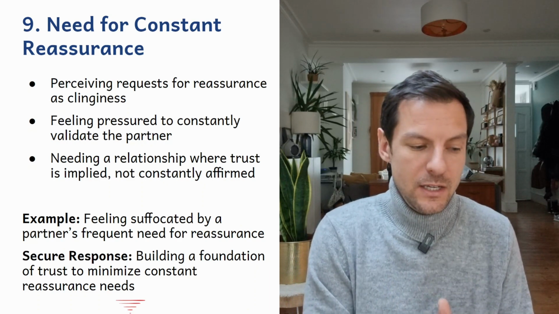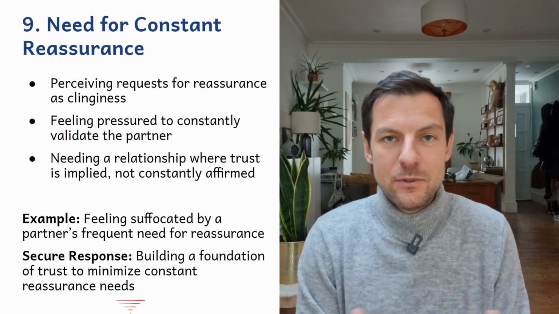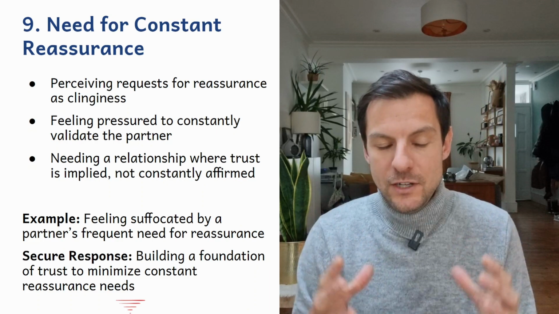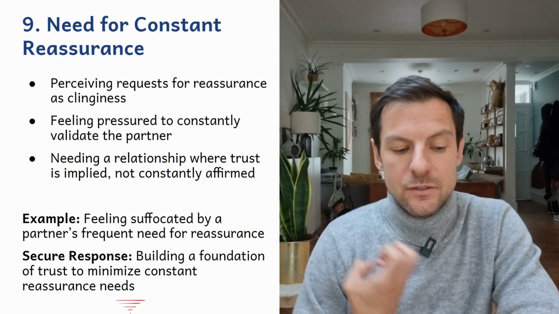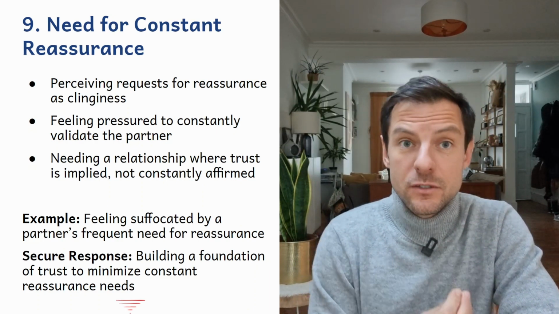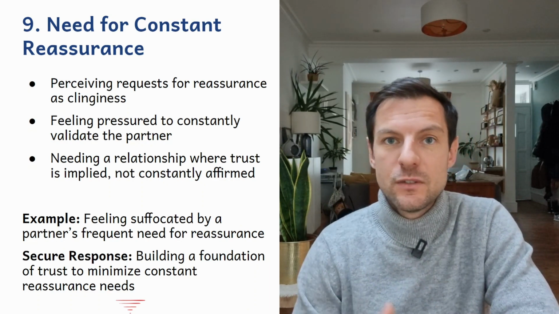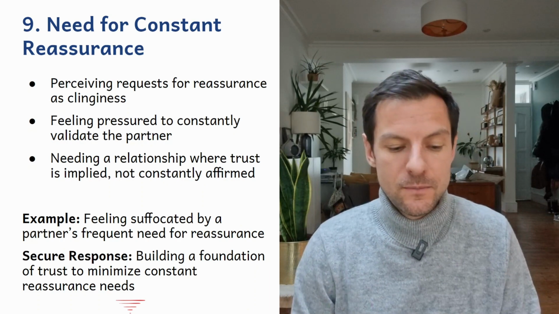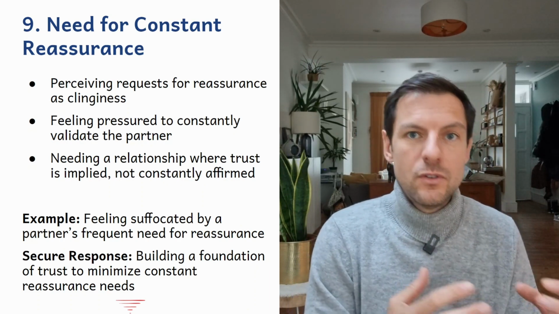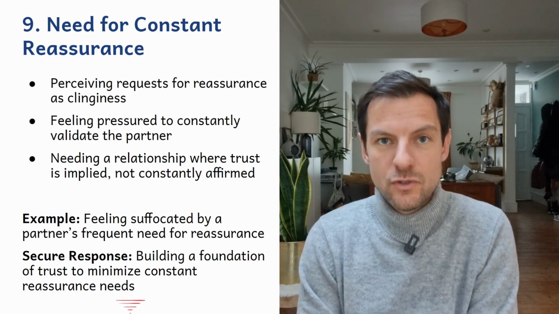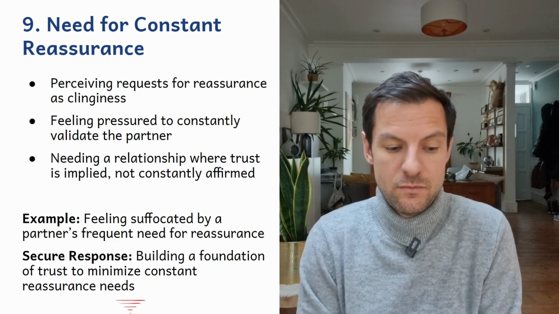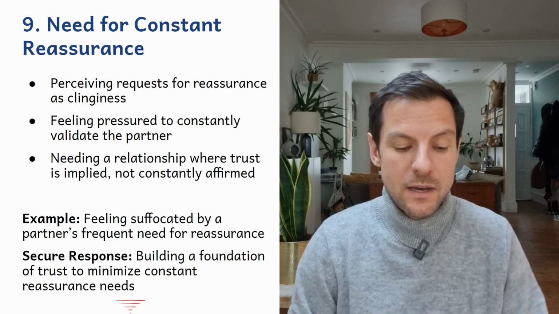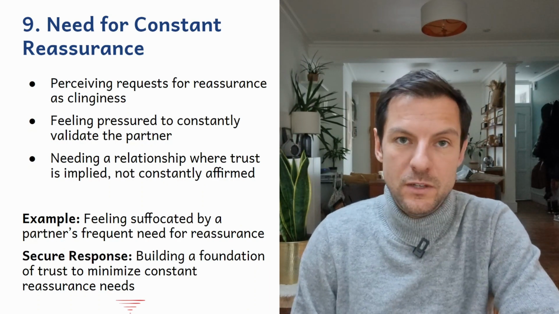So in an ideal world, the secure response, or the secure relationship, is how you build a strong foundation of trust. Because sometimes you feel jealous, sometimes you want to know, sometimes we have this controlling element. Understand that you can trust that partner, and that they can trust you, so you can minimize those needs to be reassured.